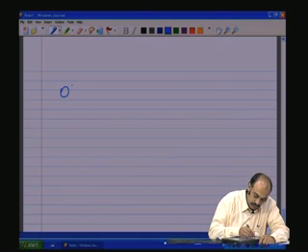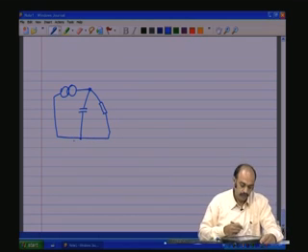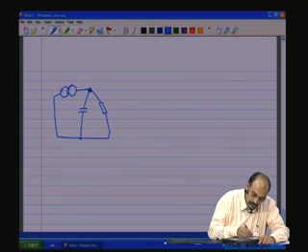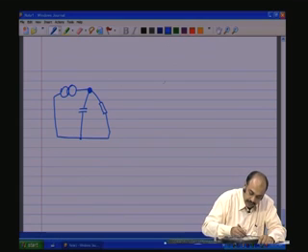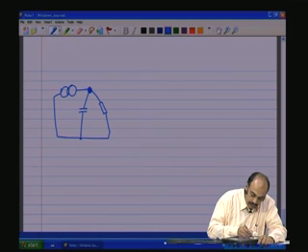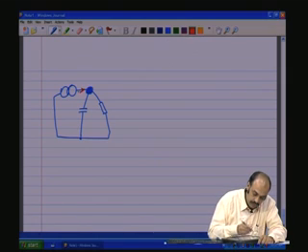You could have a current source, you could have a capacitance, a resistance, all connected together. Now, if we look at this junction here, this junction has current flow in, current flow out, current flow out.